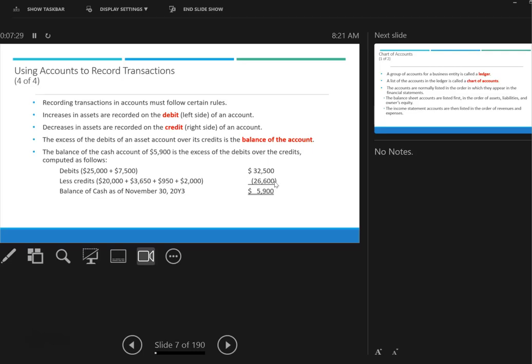Land. When we purchase land for $20,000, if land's an asset and we show we've increased our land by $20,000, are we going to debit land? We're going to debit it because it's an asset and it's on the left-hand side. You can't have minus 20,000 in land, can you? Do you see why that's a normal debit balance? Does that make sense?